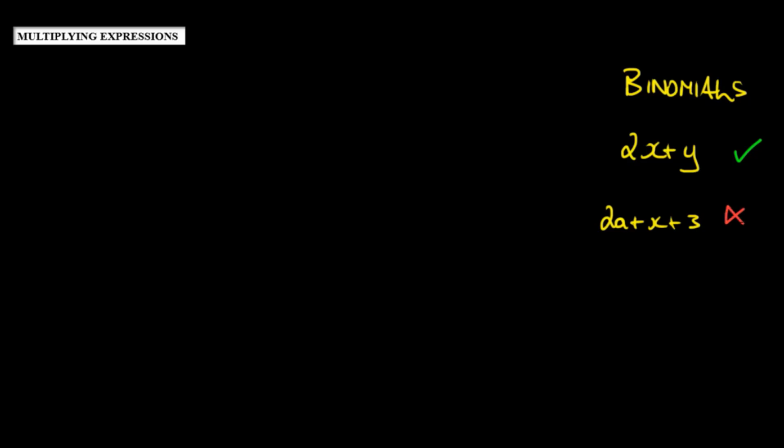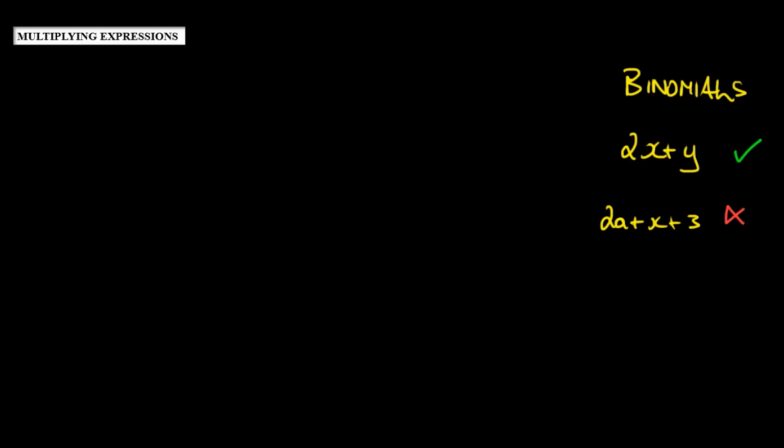In this video, we're going to be looking at how we multiply two expressions and why it works. The expressions that we're going to be focusing on are called binomials. A binomial is an expression with the sum or difference of two terms. So, for example, if I had something like 2x plus y, this is a binomial because here I have two terms. But if I had something like 2a plus x plus 3, then that's not a binomial because, as you notice, we have 1, 2, 3 terms.